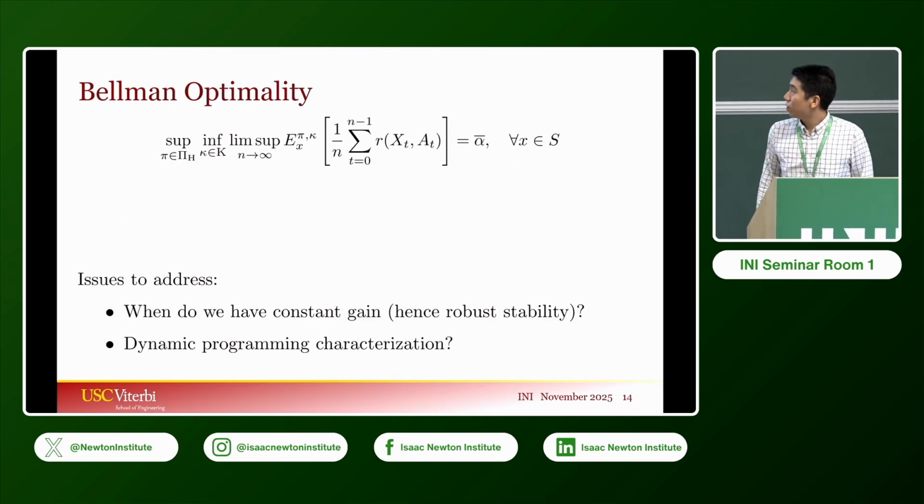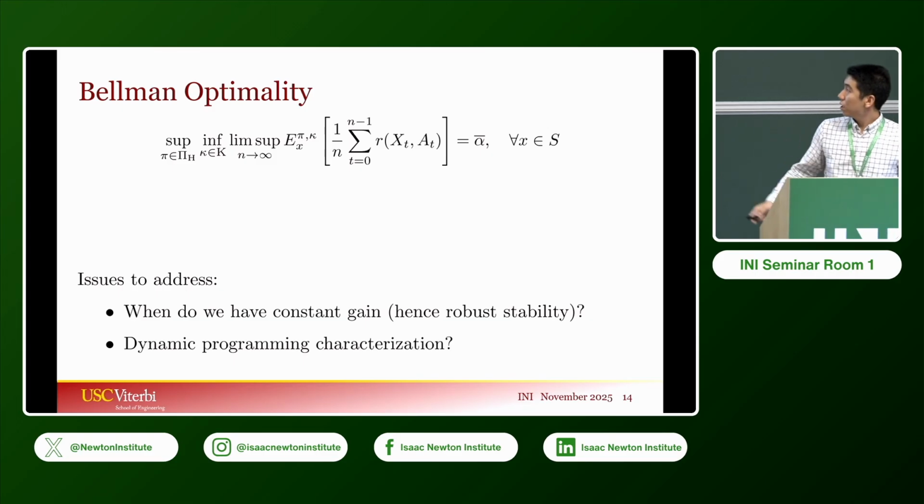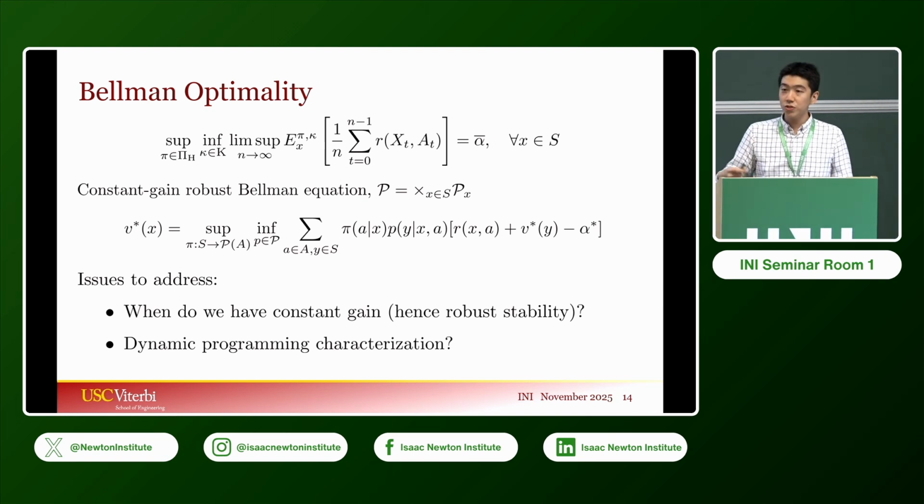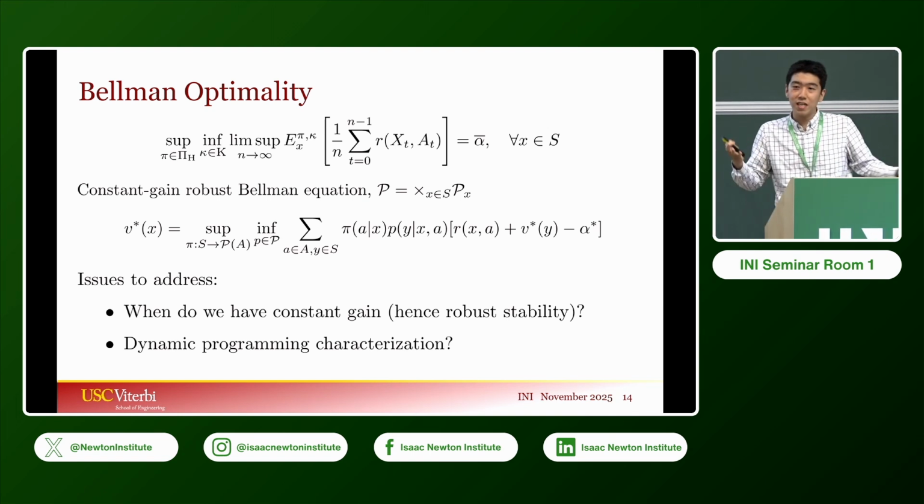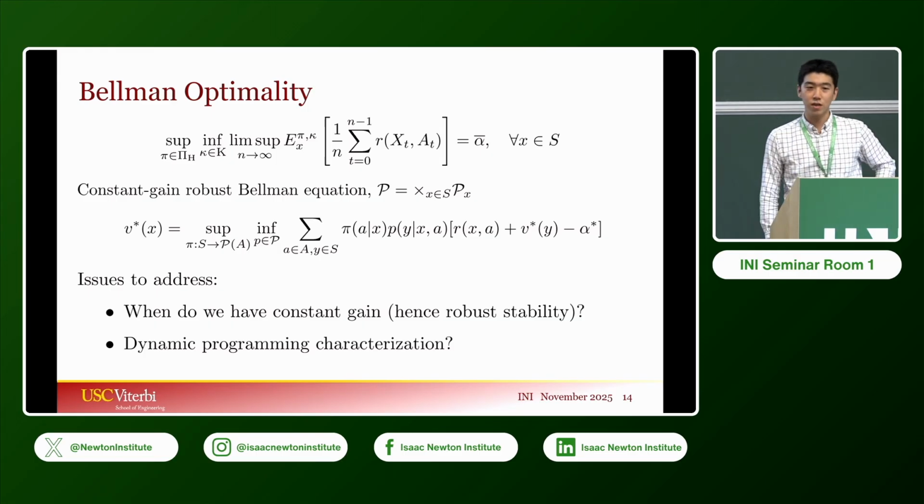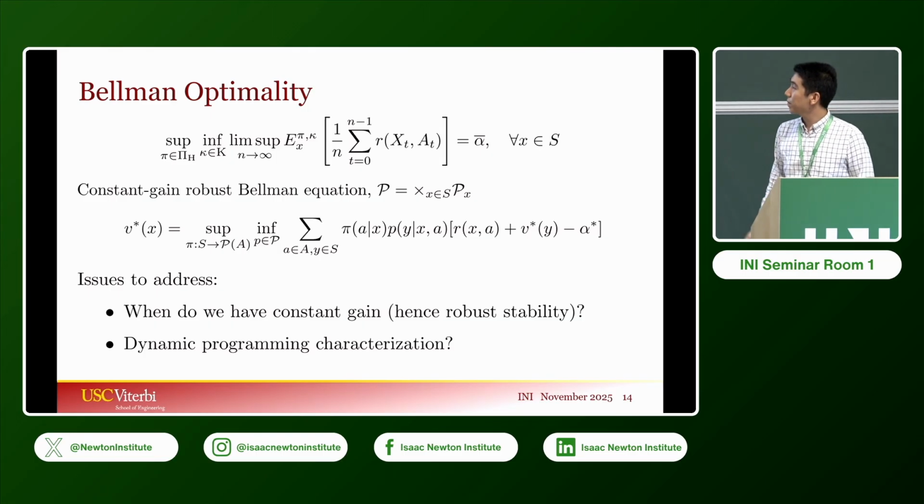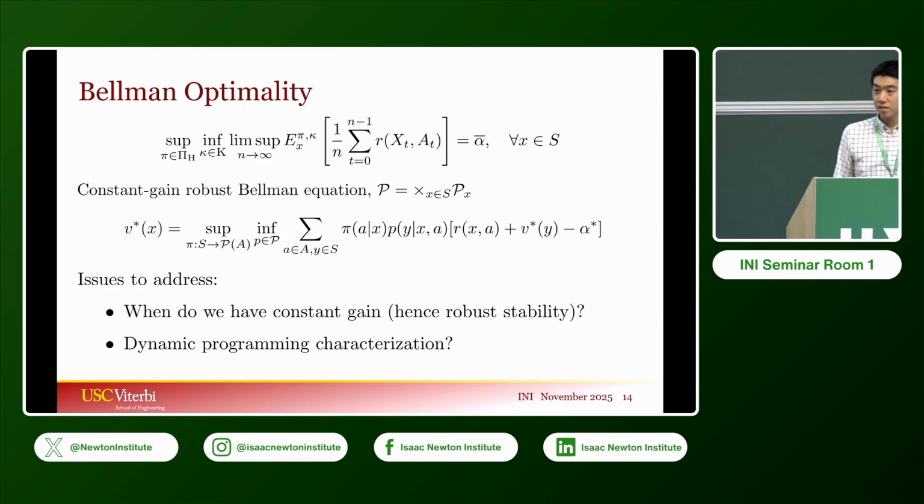So going back to our paper, we want to show dynamic programming equations or a dynamic programming principle, and it turns out to be relatively easy to postulate an equation which, if dynamic programming holds, should give you the optimal value. So we postulate this dynamic programming equation, or constant gain robust Bellman equation. The solution to this equation is the pair V star and alpha star. This is called the constant gain equation because alpha star does not depend on the state.